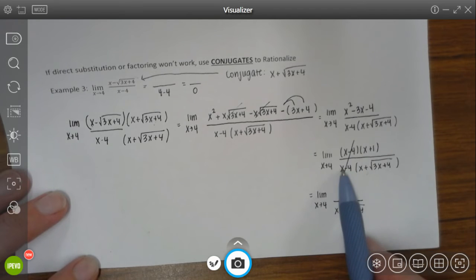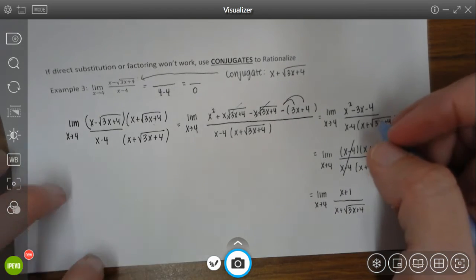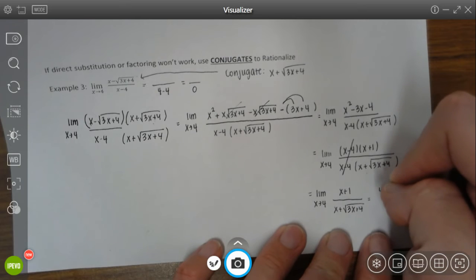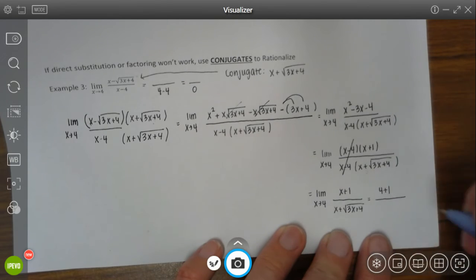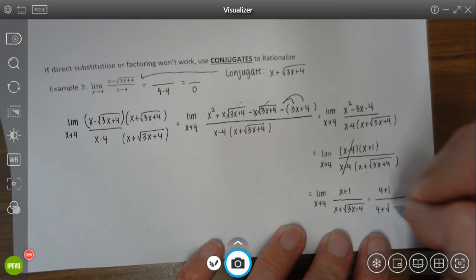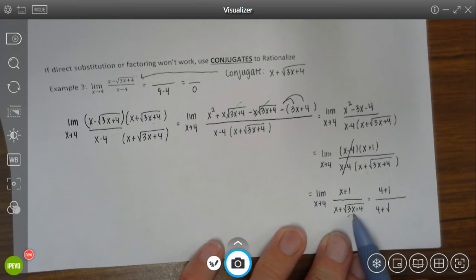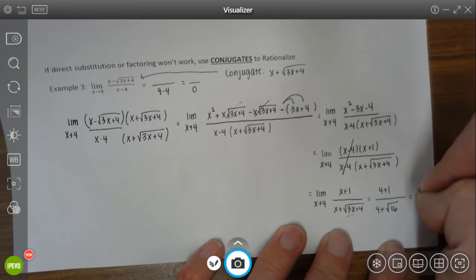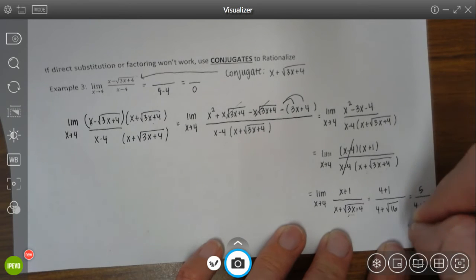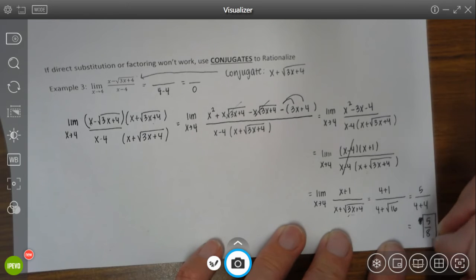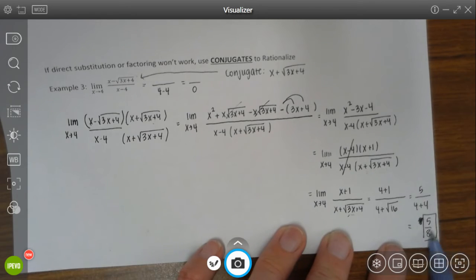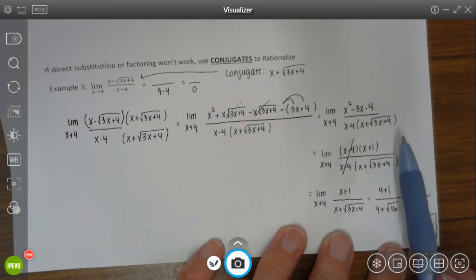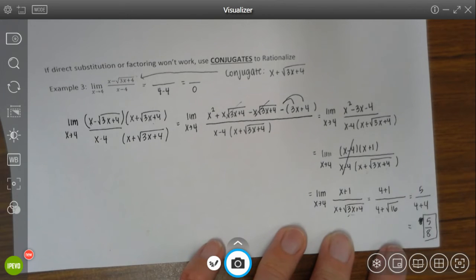And then at this point, now that I've canceled, I'm going to go ahead and try direct substitution again. So my numerator is going to become 4 plus 1. Denominator is going to become 4 plus the square root of 3 times 4 is going to give me 12 plus 4 is 16. So this becomes 5 over 4 plus 4. And that gives me 5 over 8. So my limit here ends up being 5 over 8. After all of my conjugate and my factoring and my canceling, I was able to use direct substitution.